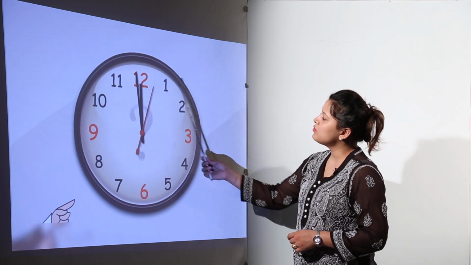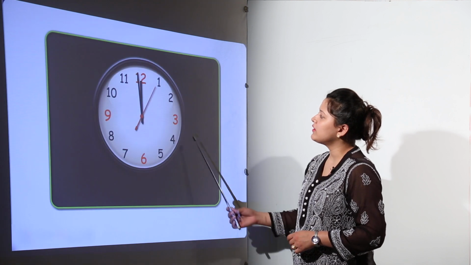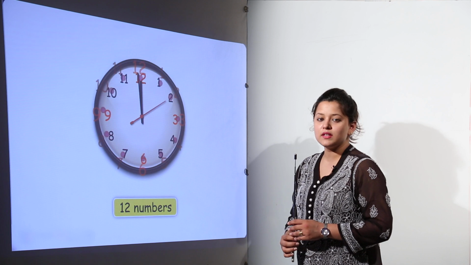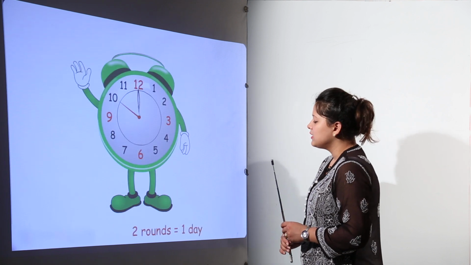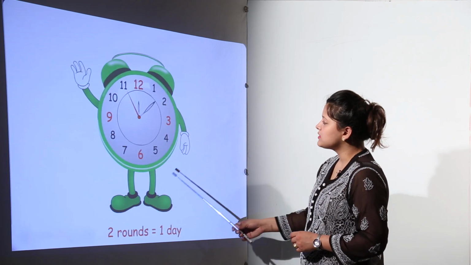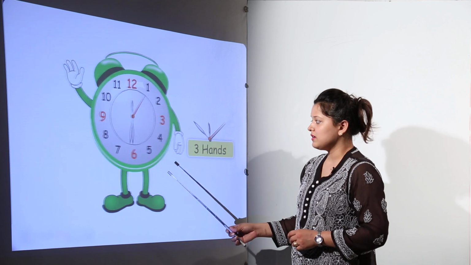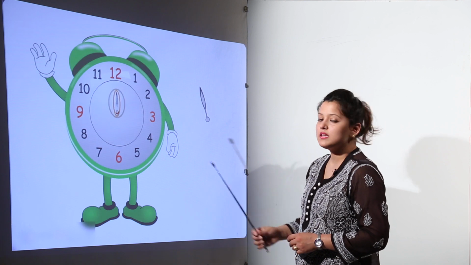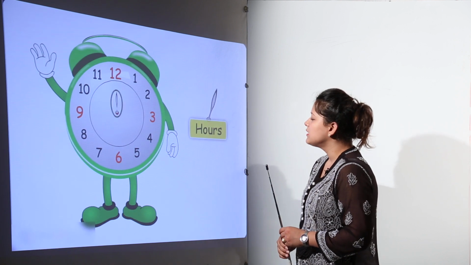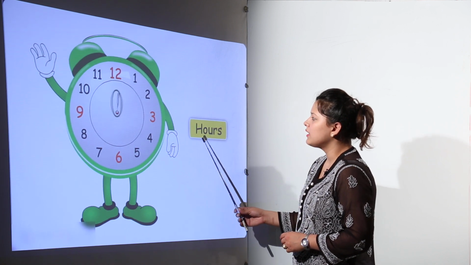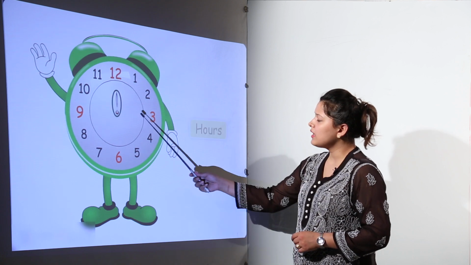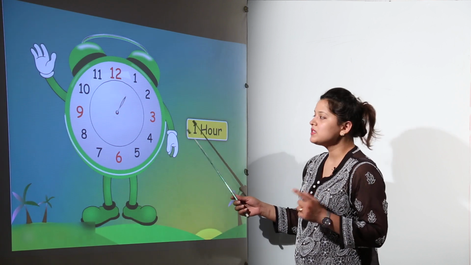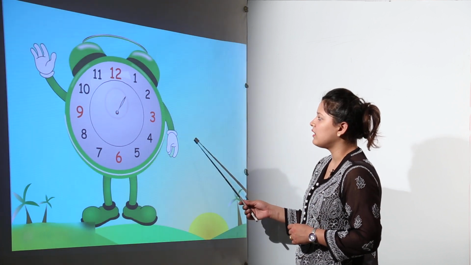So as you can see over here, this clock has 12 numbers, starting from 1 up to 12. There are 2 rounds that a clock takes in one day. There are 3 hands that we can see on every clock. The smallest one is the hour hand. The hour hand moves in 1 hour, so one movement will tell us 1 hour.